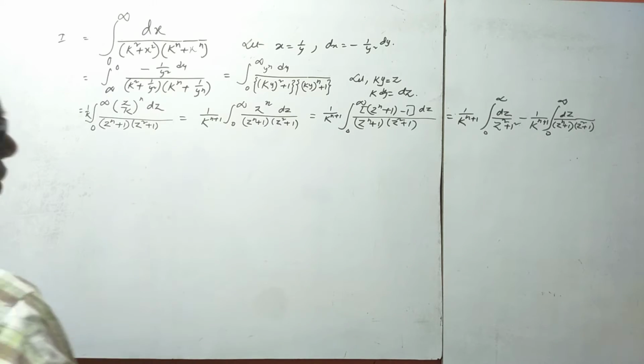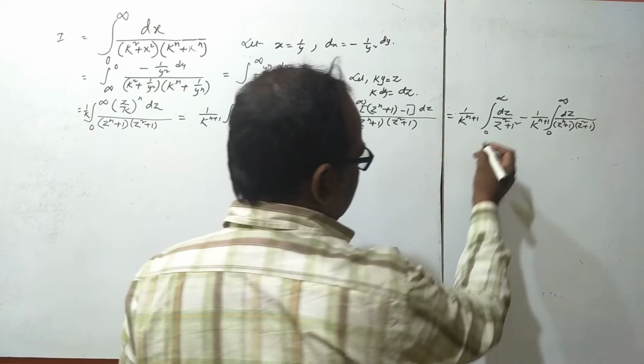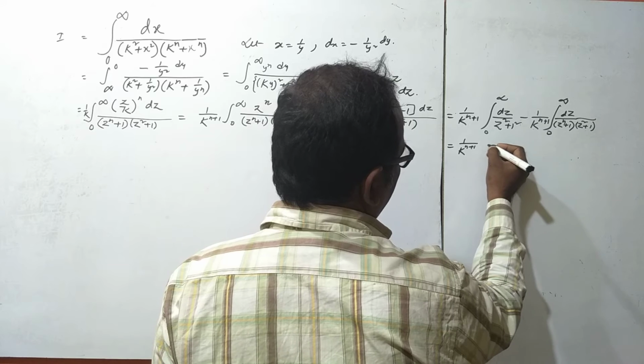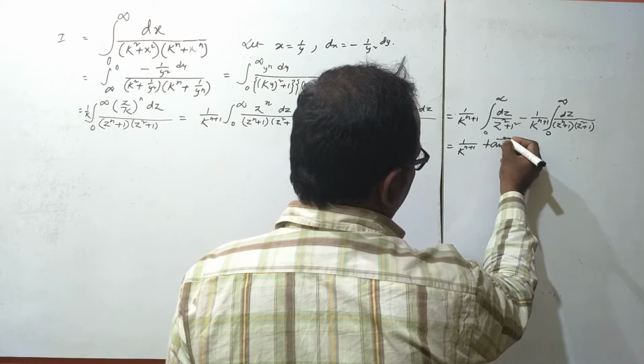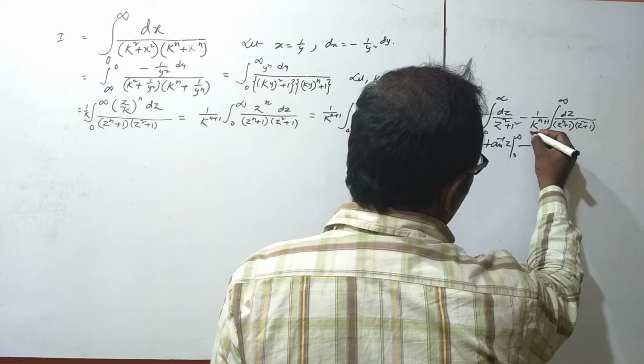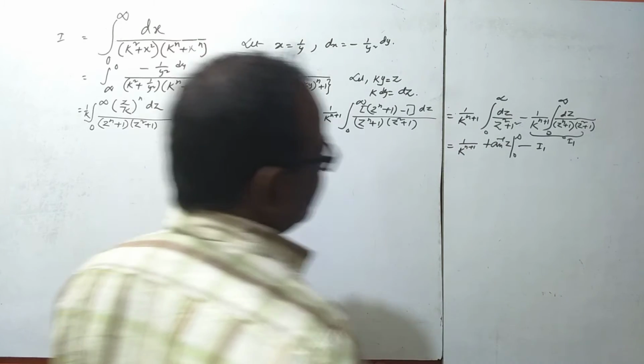Now see, this is 1 over k to the power n plus 1, and this is tan inverse z from 0 to infinity, and let us assume the second integral is I1.